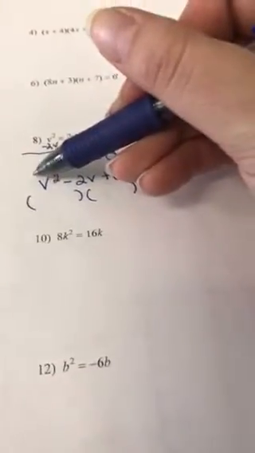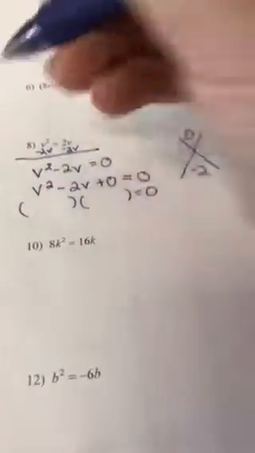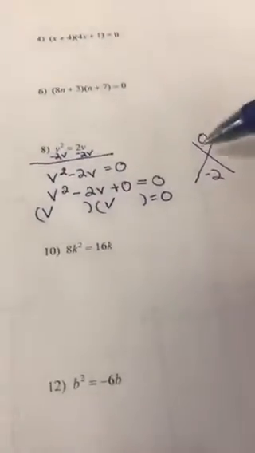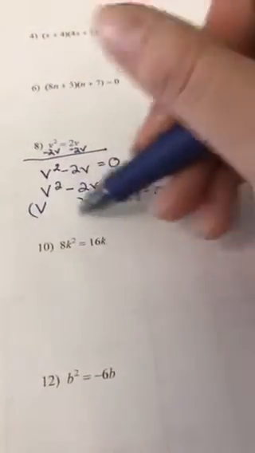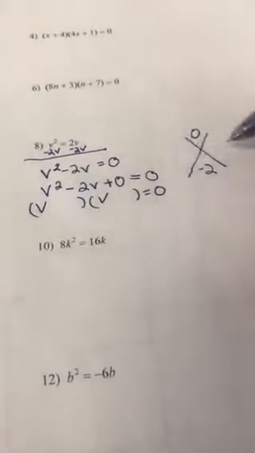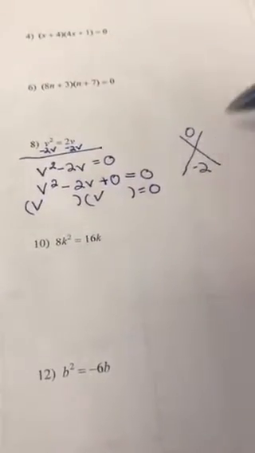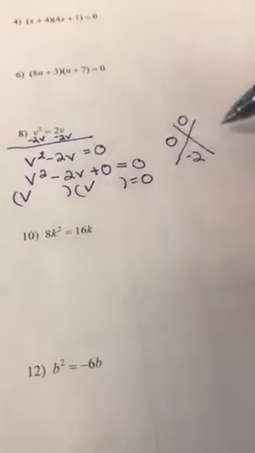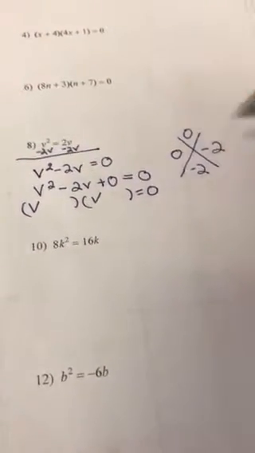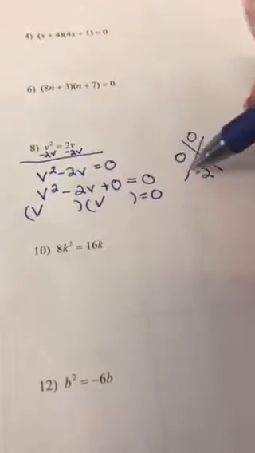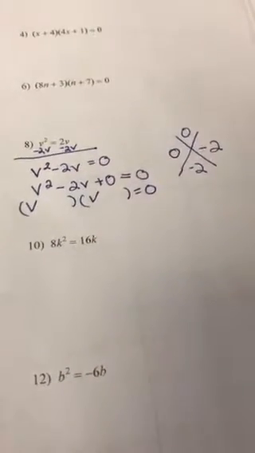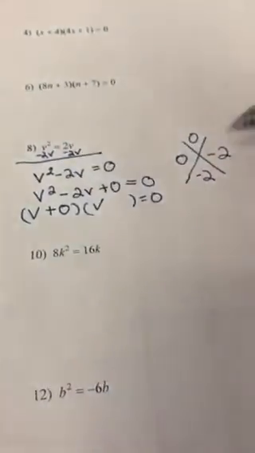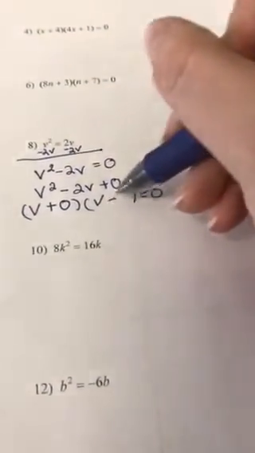Okay, so now since the coefficient of v squared is 1, I know that v times v is going to give me v squared. And before I enter anything in those binomials, I need to determine which two numbers are going to make this diamond work. So I know that if I multiply 0 times negative 2, I get 0. If I add 0 to negative 2, I get negative 2. So I'm just going to take those numbers and transfer them into my binomial.